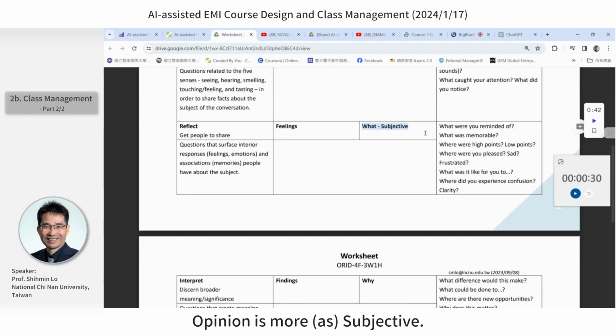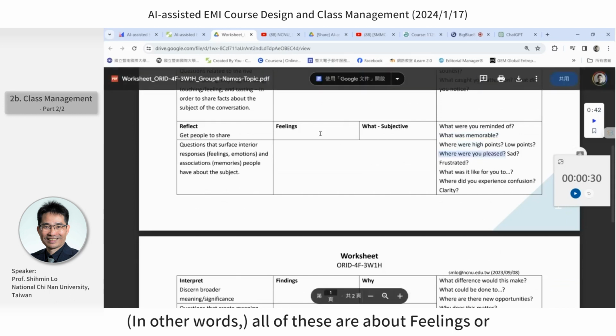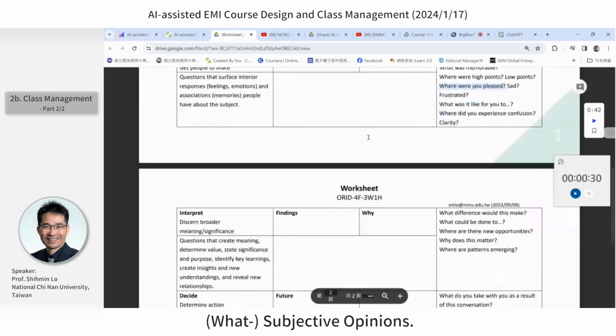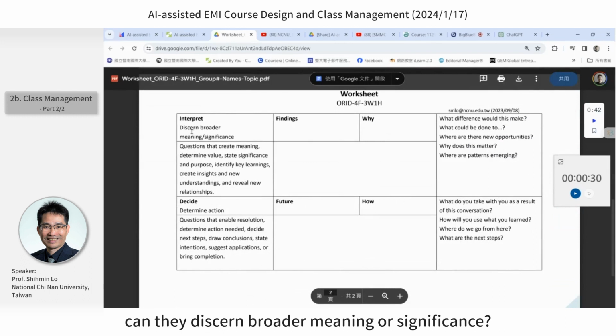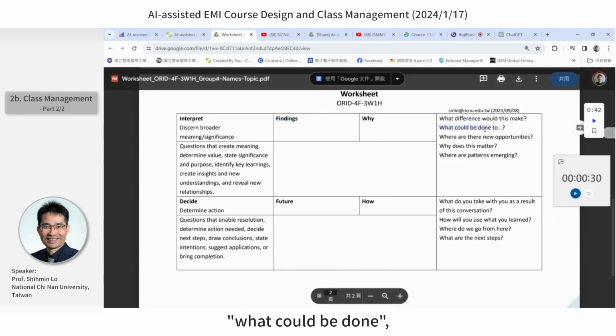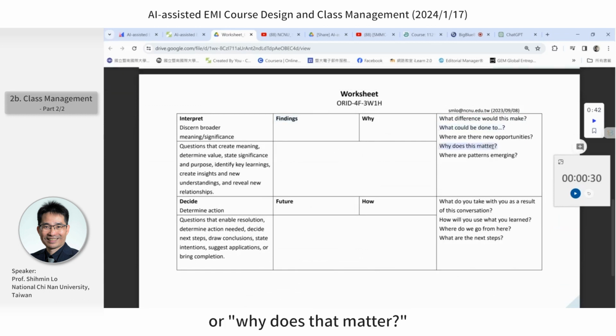So opinions are more subjective. So we can use: what were you reminded of, what was memorable, where were you pleased, sad, or frustrated. So all of these are about feelings or subjective opinion. And the third one is interpret. So can students discern broader meaning or significance? So what difference would this make, about findings, or what could be done, or why does that matter?